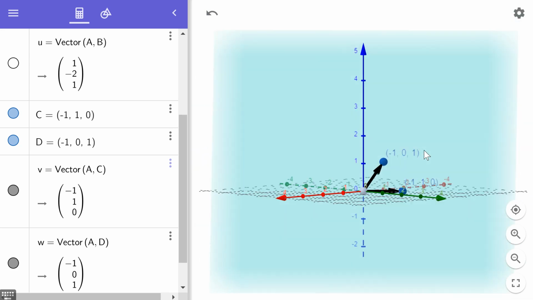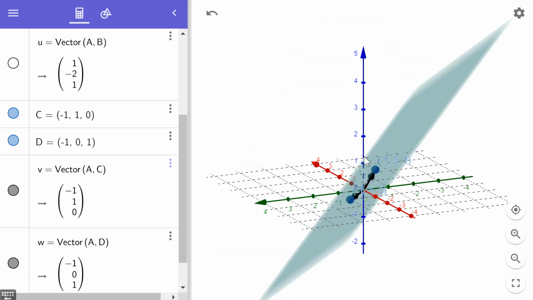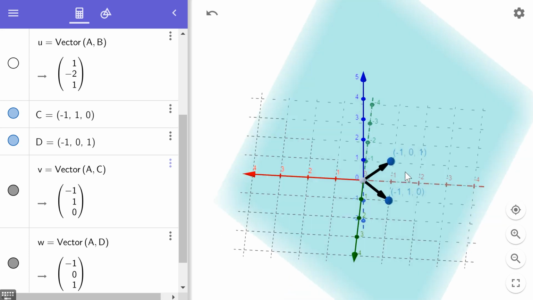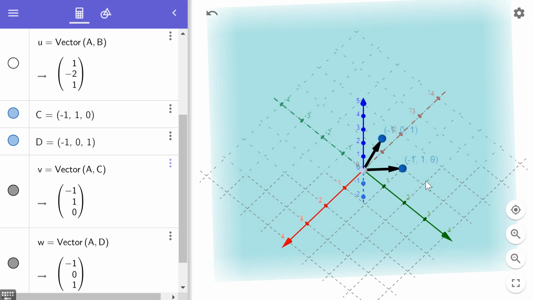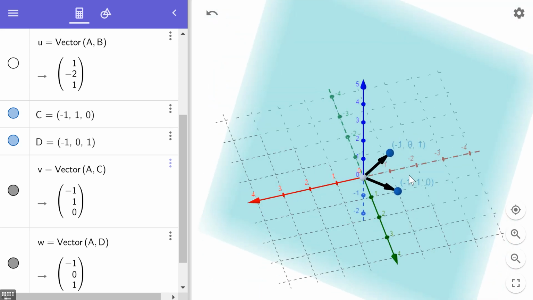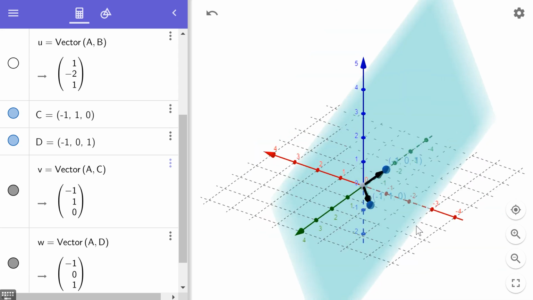You can actually see these two vectors are not perpendicular. They are not orthogonal to each other. So that means the basis of a plane doesn't have to be perpendicular. And just like I said earlier, there are many choices for the basis. So these two are just one of the possible choices for the span of the blue plane here.